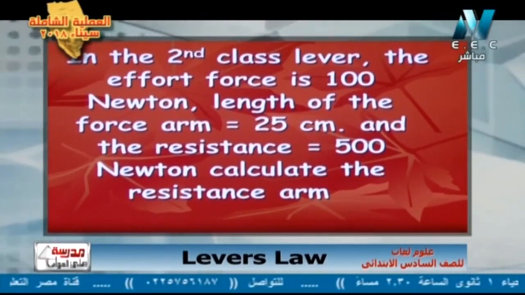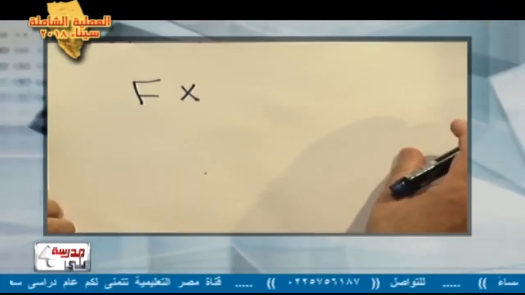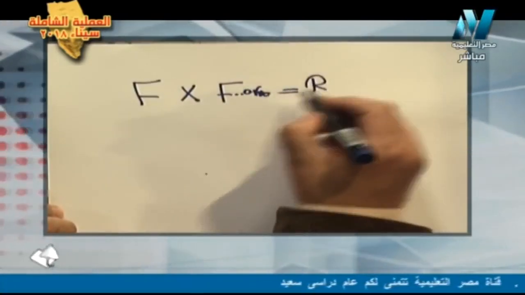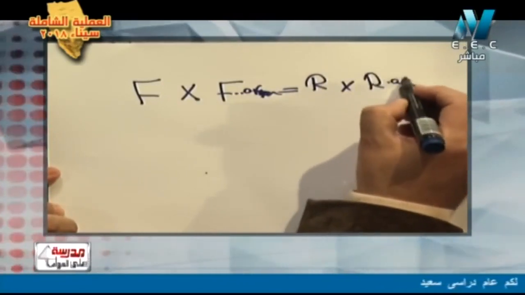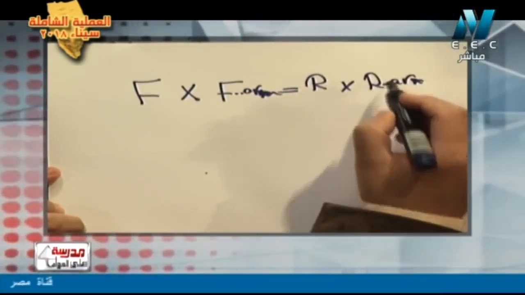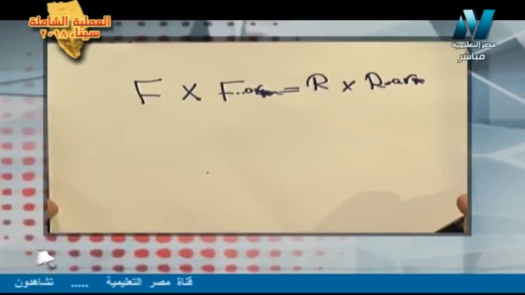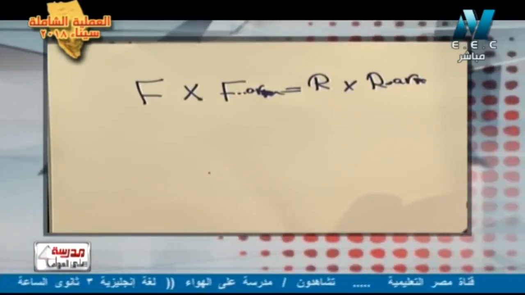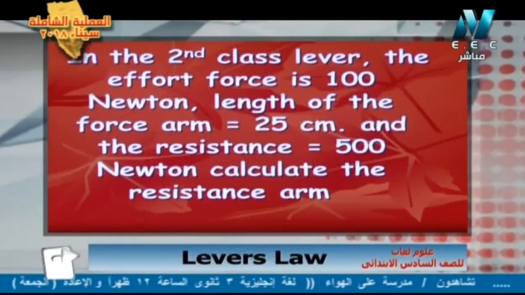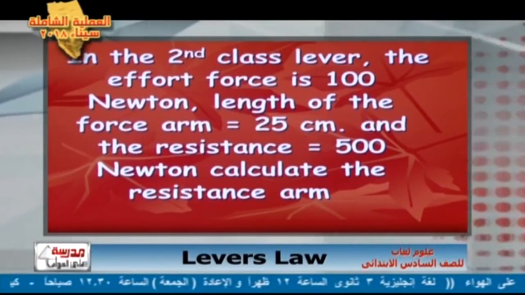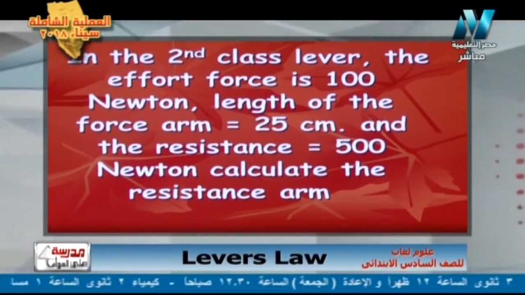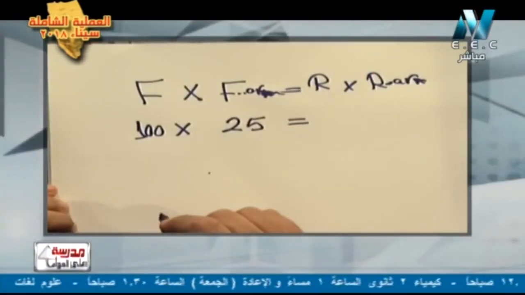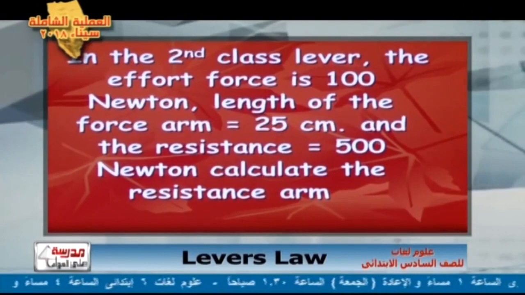The lever law says that effort force by effort force arm equals resistance by resistance arm. Okay, always write the law like this, then go back to the problem and read it carefully and extract the values I have. In a second class lever the effort force is 100 Newton, and the length of the force arm is 25 centimeter. We write 25 centimeter under the words effort force arm. And the resistance is 500.